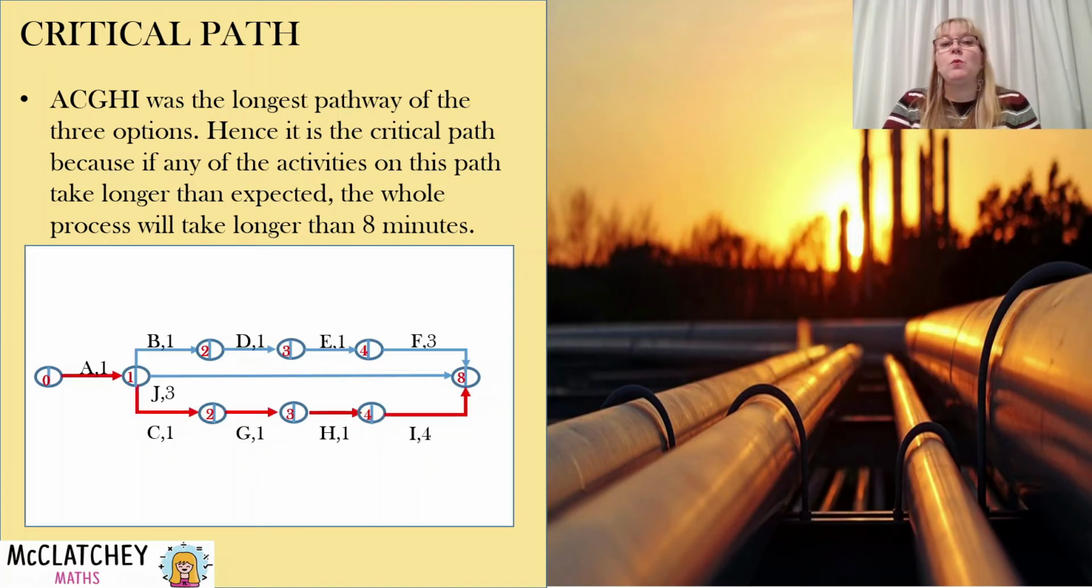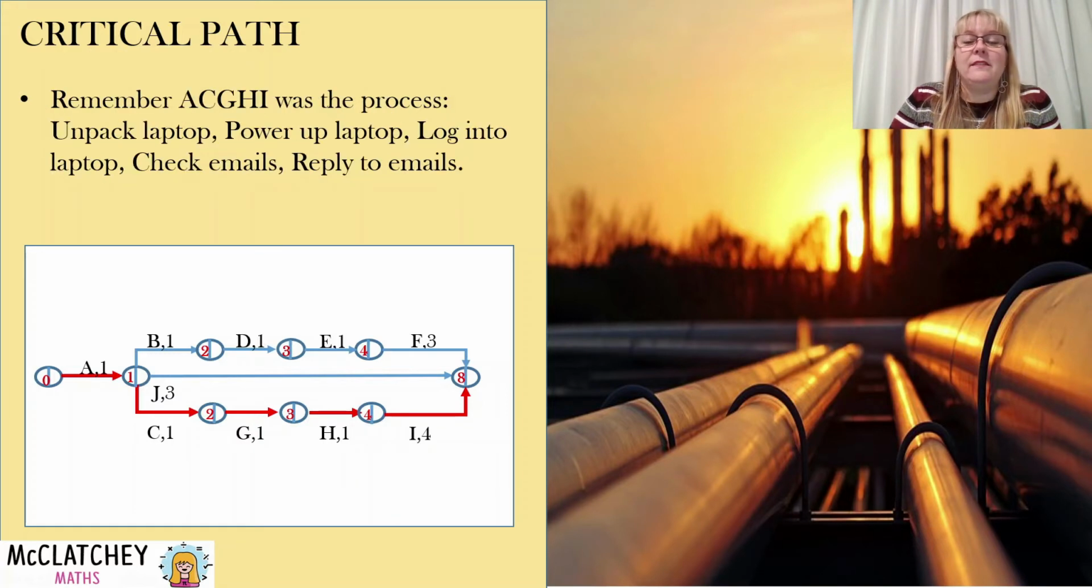Now, if you're asked what is the critical pathway, you need to state it exactly as I've stated it. All the vertices, all the edges, including that very first activity A that was common as a predecessor for all of them. Activity A, C, G, H, I is your pathway for the critical path. And that was our process where we unpacked our laptop, powered up the laptop, logged into the laptop, checked the emails and replied to emails. And that makes sense. That can take quite a long time, sometimes more than 8 minutes.